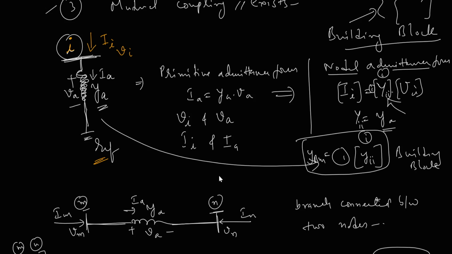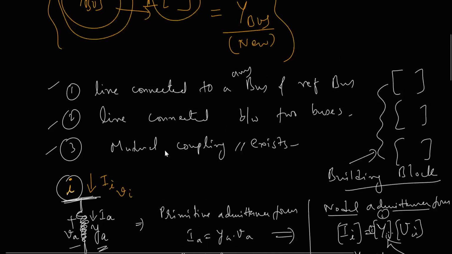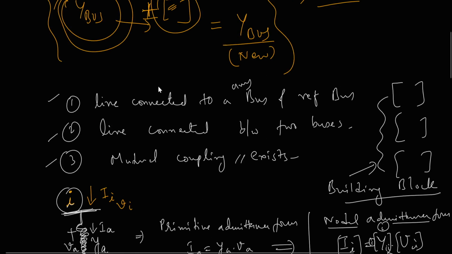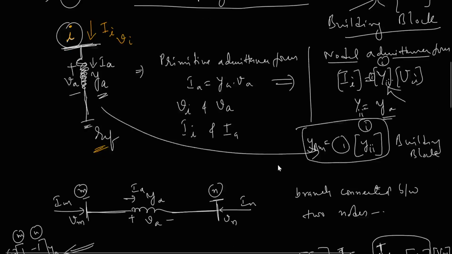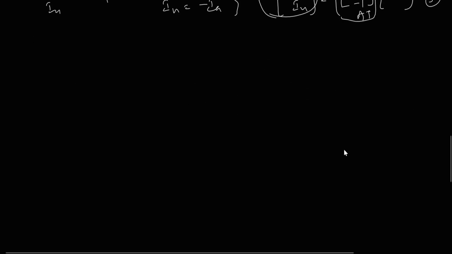Okay, now we have completed two cases. One is a line connected between a bus and reference, one is a line connected between two buses. Now let us assume the third case, the mutual couplings between the lines.